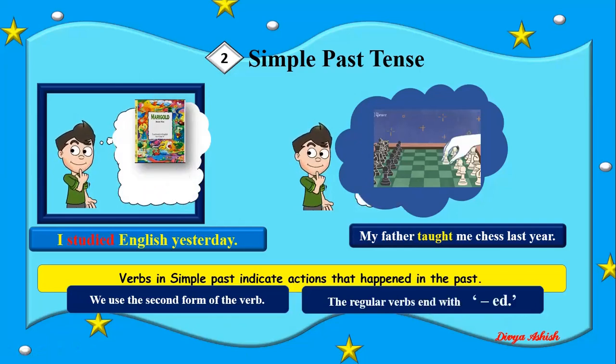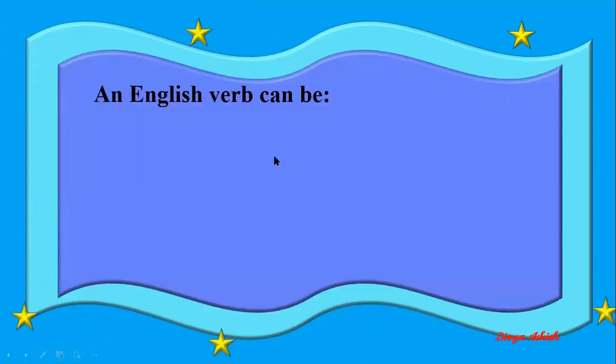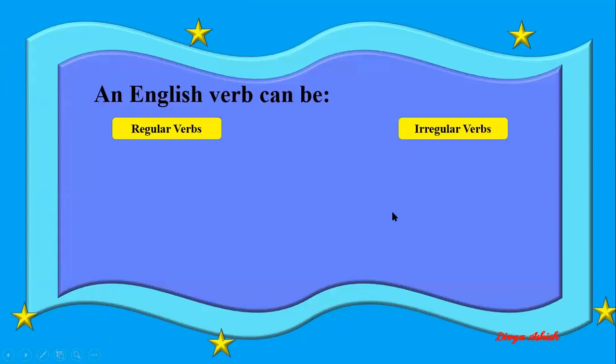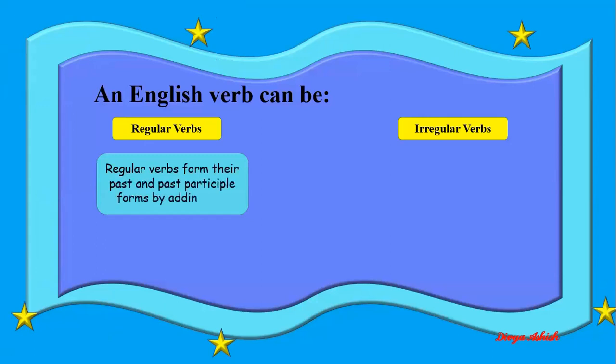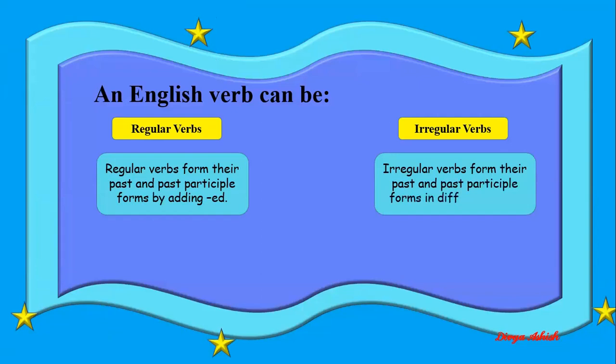Children, let me briefly explain to you what regular and irregular verbs are. An English verb can be regular or irregular. Regular verbs form their past and past participle form by adding ed, whereas irregular verbs form their past and past participle forms in different ways.